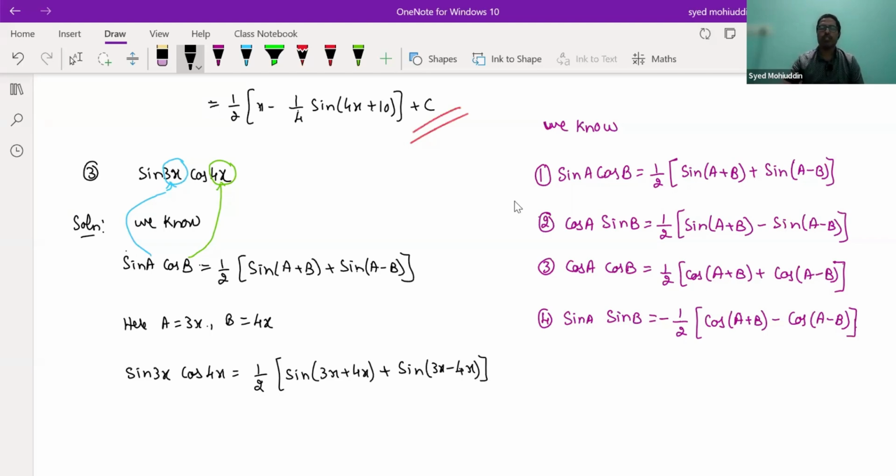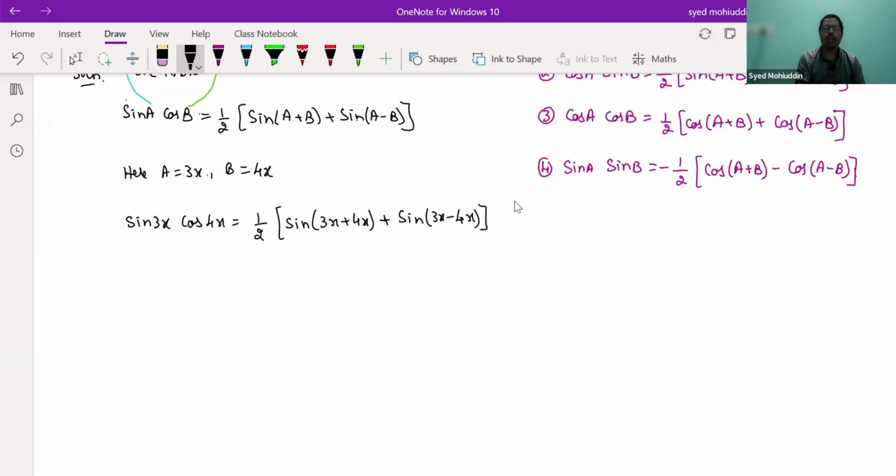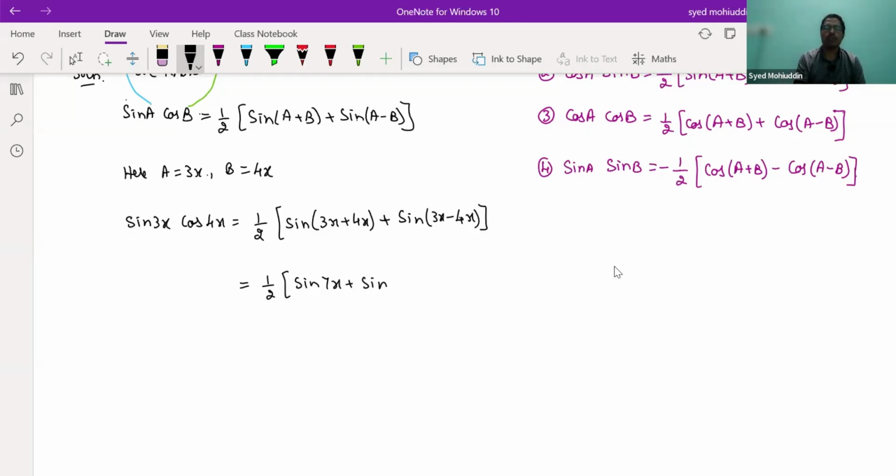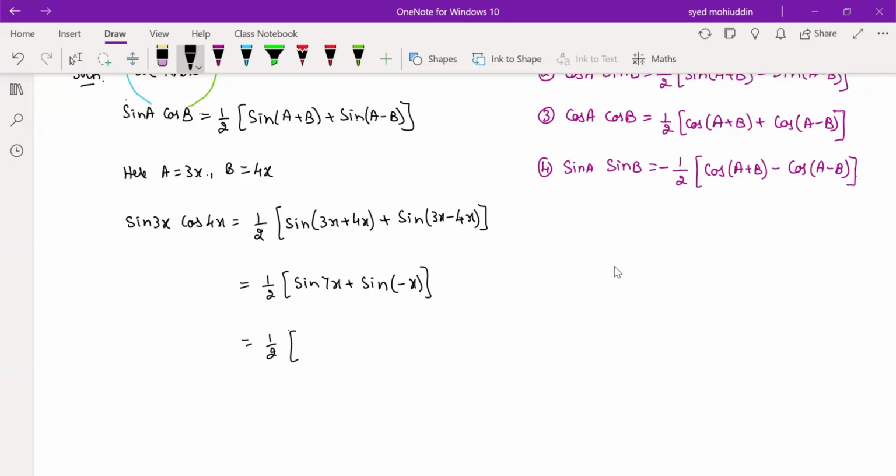Let us simplify this one. You will be getting the value as half times of sine of 3x plus 4x, which will give us 7x, plus sine of 3x minus 4x. 3x minus 4x will give us minus x, or this can be rewritten as half times of sine 7x.